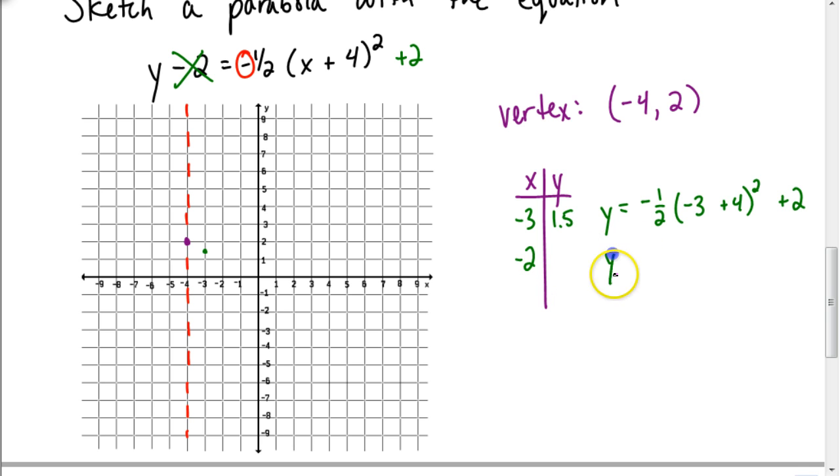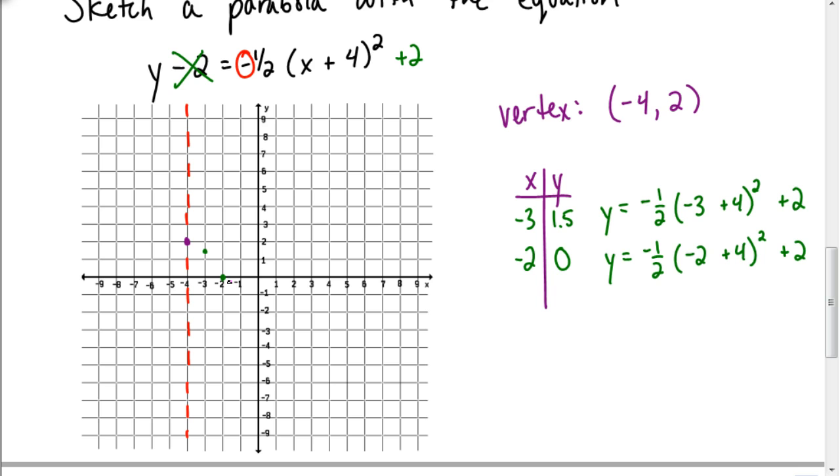Now I put negative 2 in that equation. So I put negative 2 in here. Negative 2 plus 4 is 2. Square that 2 and you get 4. Negative 1/2 times 4 is a negative 2. And negative 2 plus 2 is 0. So now I can graph that: negative 2, 0.